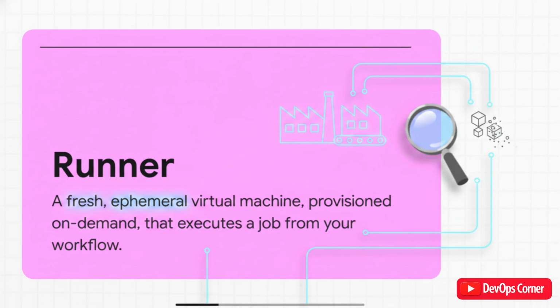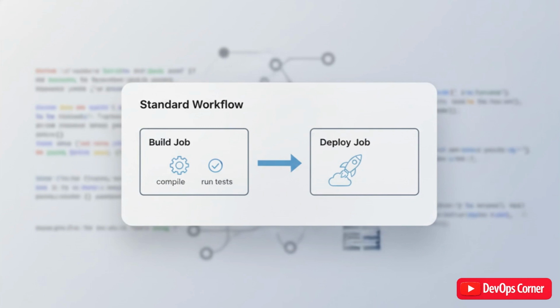And why? It's all about consistency. By starting fresh every single time, you eliminate any risk of leftover files or weird configurations from a previous run causing chaos. It is a clean slate every single time. So a pretty standard workflow might have a couple of jobs, right? You might have a build job that compiles your code and runs all the tests, and then a deploy job to push the final result to a server.